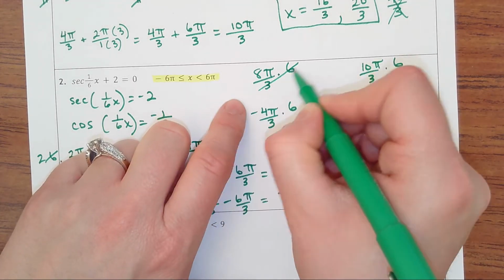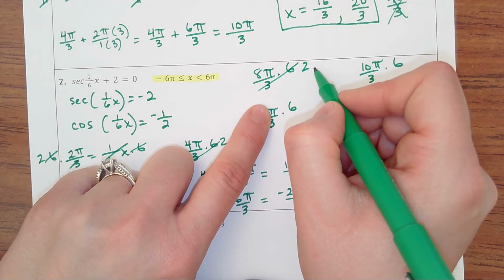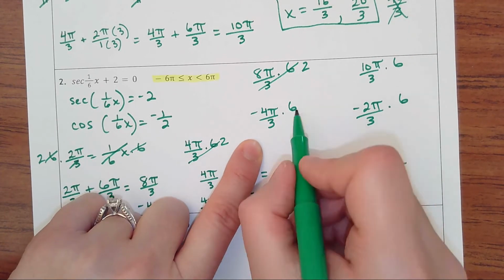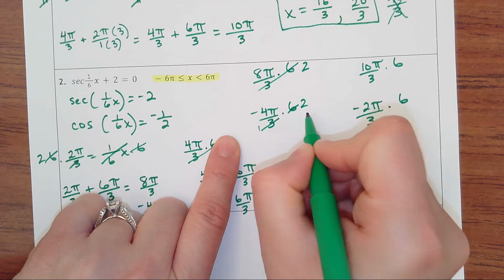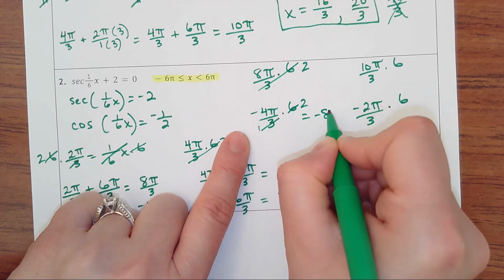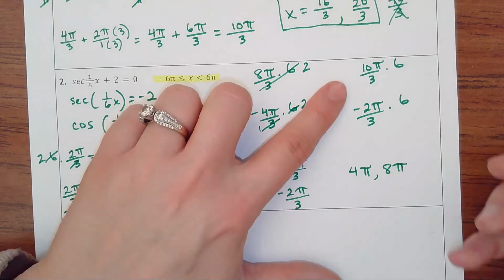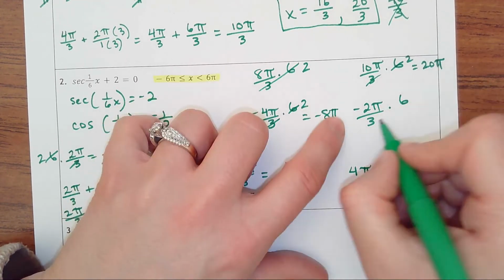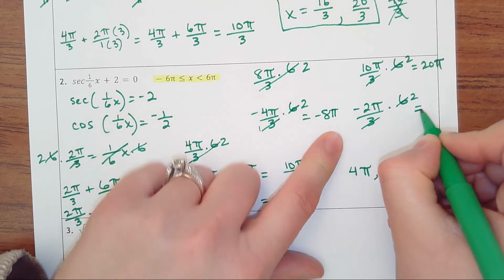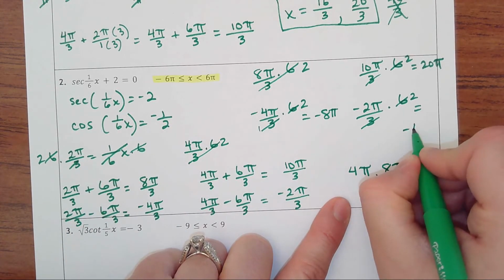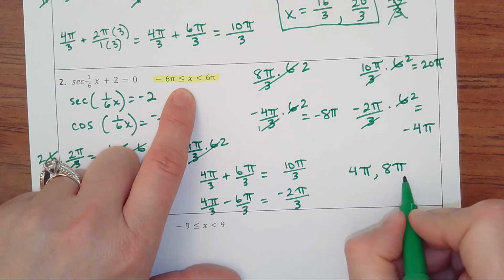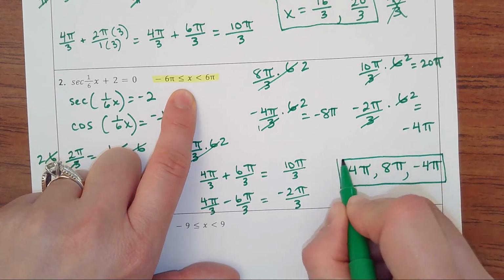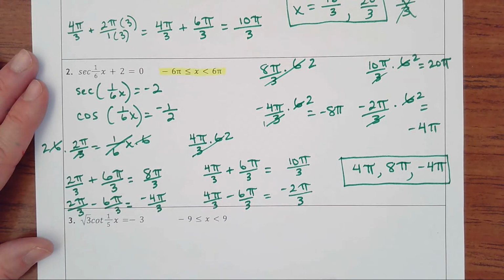6 divided by 3 would be 2. That'd be 16 pi. That's too big. So that one's out. This one would be negative 8 pi. That one's out. That'd be 20 pi. That one's out. That would be negative, 2 times 2 is negative 4 pi. That one works. And I don't think the order will matter on Delta Math, but those would be your solutions.